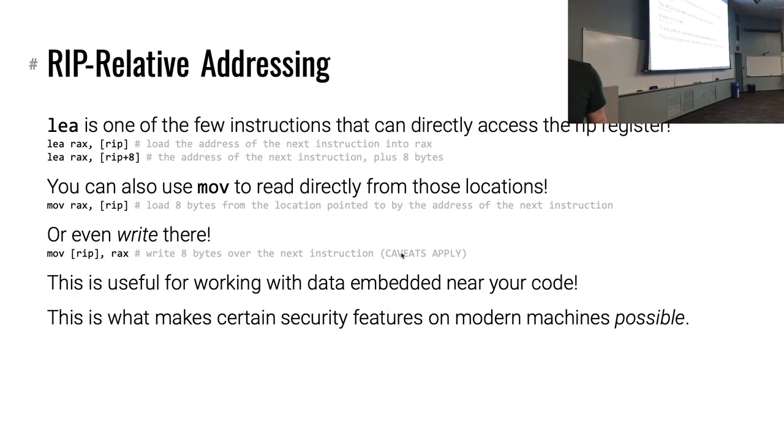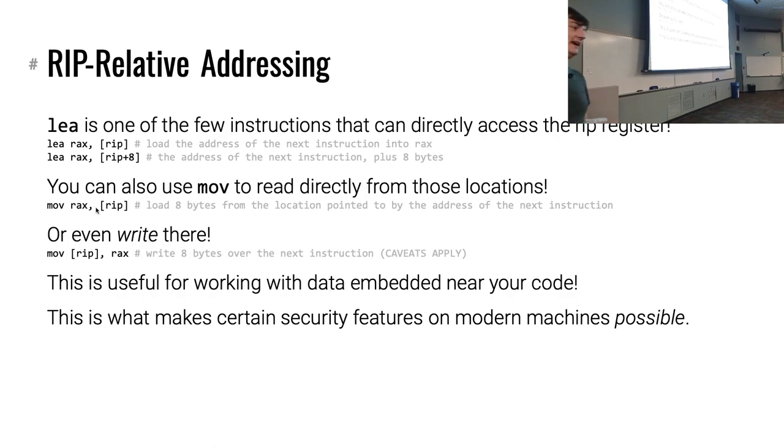Some cool things that you can do: we mentioned you can't directly set the RIP register. We're going to see next how we can actually manipulate where we're executing. But with load effective address, you can actually do this. You can set RAX to be whatever the current or next instruction pointer is. The important thing to remember is RIP always has the value of the next instruction to execute. You can add things to it like we saw, so 8 plus that.